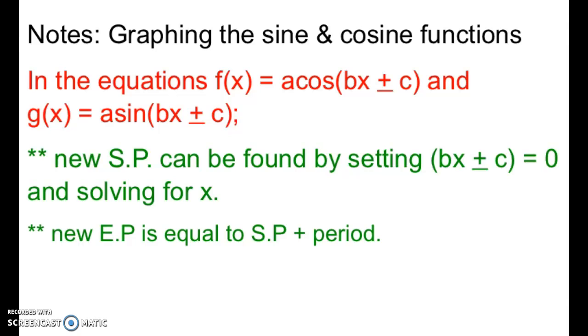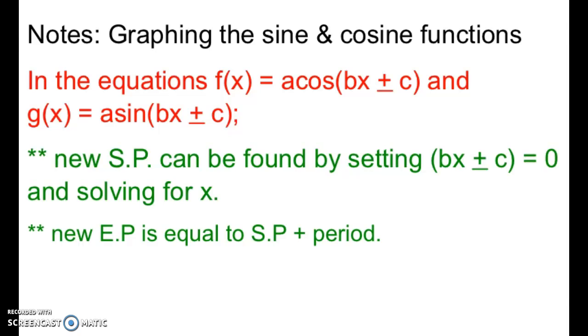I wrote up here, the new starting point can be found by setting bx plus or minus c equal to 0 and solving for x. If you solve for x, you know your new starting point. We've actually been doing this for all the equations so far, but if you think about it, we haven't had a c. We haven't had to add or subtract anything. So when you've set bx equal to 0 and you solve for x, you've actually just gotten 0 each time. That's why all of them have been 0. So when you add or subtract a number that's in the place of c, it's going to shift the graph left or right.